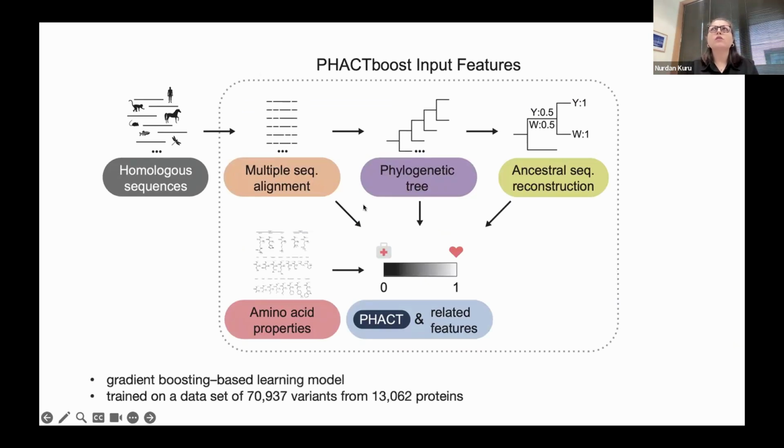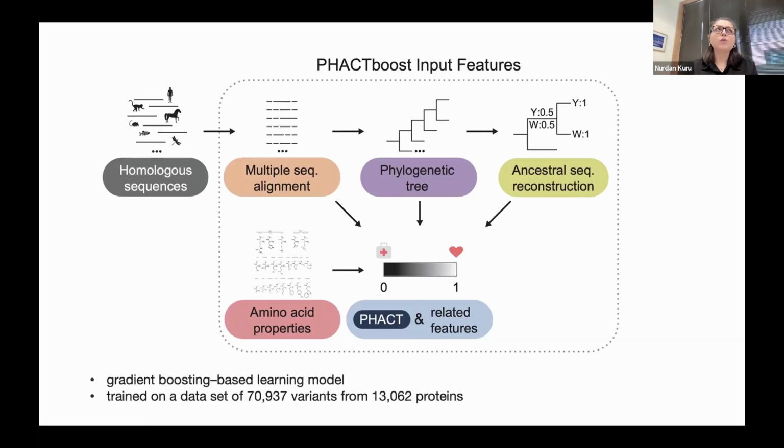We took more than 400 features, including some features based on multiple sequence alignment, like frequency of observed amino acids, position diversity in terms of MSA, etc. Phylogenetic tree-related features like tree size, total tree length, and ancestor reconstruction-based features. And amino acid properties are also features, as well as the FACT score itself and components of FACT.